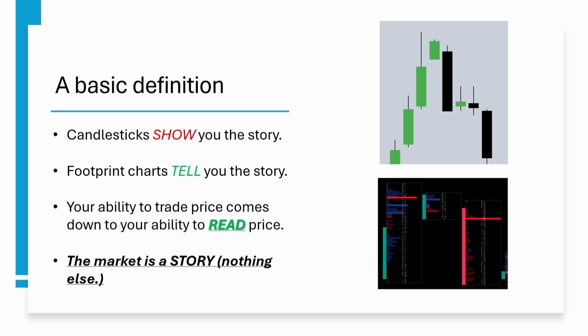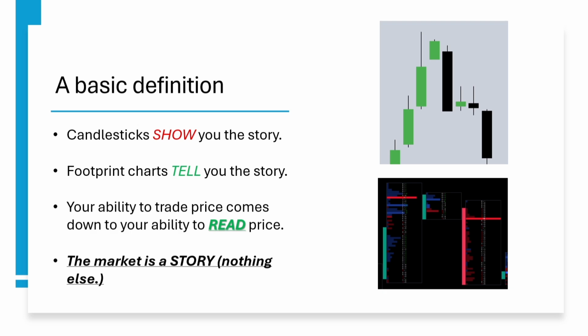Being able to read footprint charts is the only skill you need in your trading. It's not the only skill, but when it comes to execution, it is the only skill. Because you can take any strategy or any so-called strategy, and if you're not executing with order flow, then I'm not sure what you're doing. Execution simply comes down to exactly what I've said on the screen. It comes down to your ability to trade price. Your ability to trade price comes down to your ability to read price.